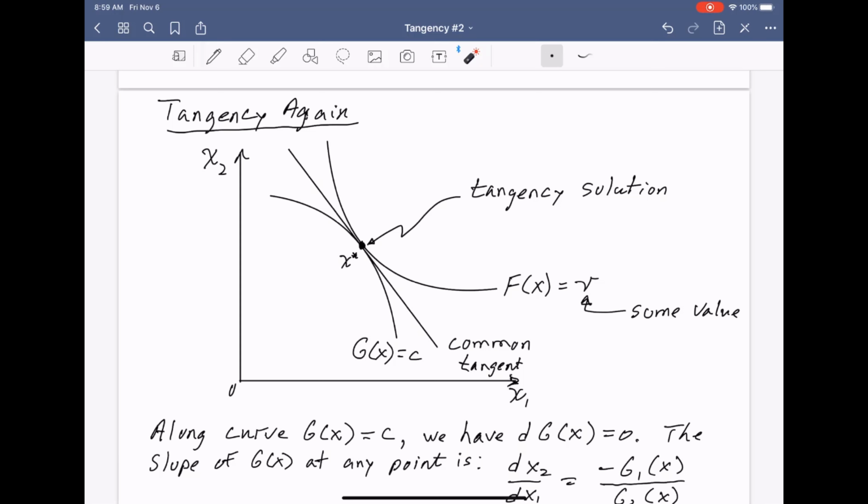All right, let's return then to tangency. So you'll notice here that we have two nonlinear functions, f of x, where we just use this little v to indicate that there's some value at that particular level of the objective function. And of course, we're going to have more indifference curves, if you like, coming out of this as well. For example, there's an indifference curve here, which would give you a higher value of v. And there's one here, which would give you a lower value of v.